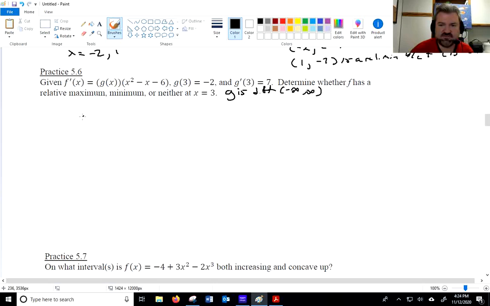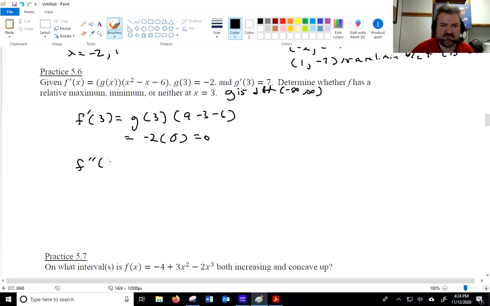Okay, let's figure out what happens at f prime of 3. Let's see if we can establish it's a critical number. Well, that would be g of 3 times 9 minus 3 minus 6. Well, g of 3 we know is negative 2, and this is 0, so yes, we've got that requirement.